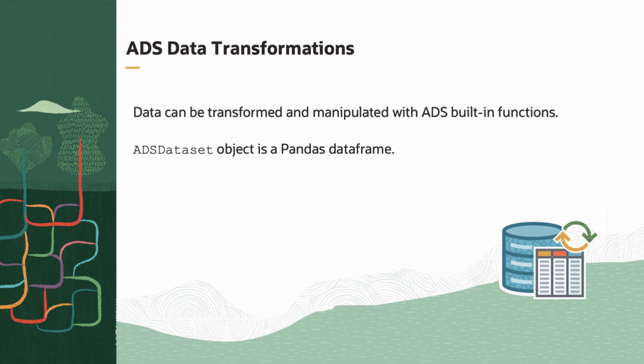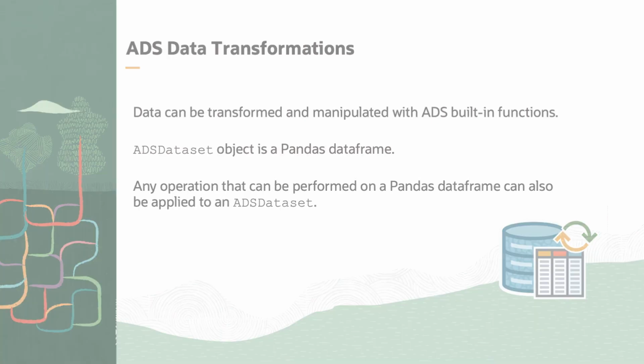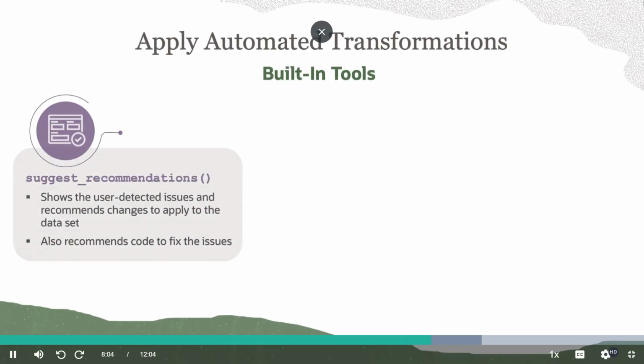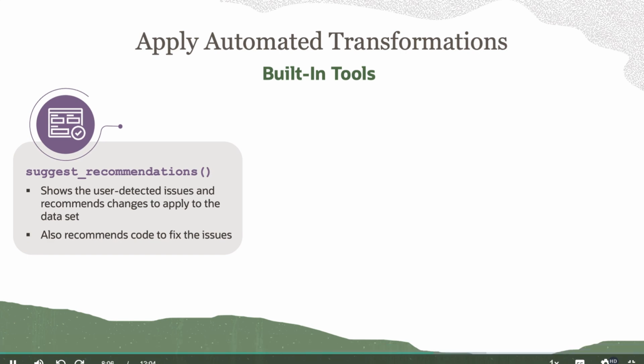Let's go over the current built-in tools provided by ADS. First one is suggest recommendations. When the suggest recommendations tool is applied, it shows the user detected issues with the data and recommends changes to apply to the dataset. You can accept the changes, and it is as easy as clicking a button in the drop-down menu. After all the changes are applied, the transformed dataset can be retrieved by calling get_transformed_dataset.